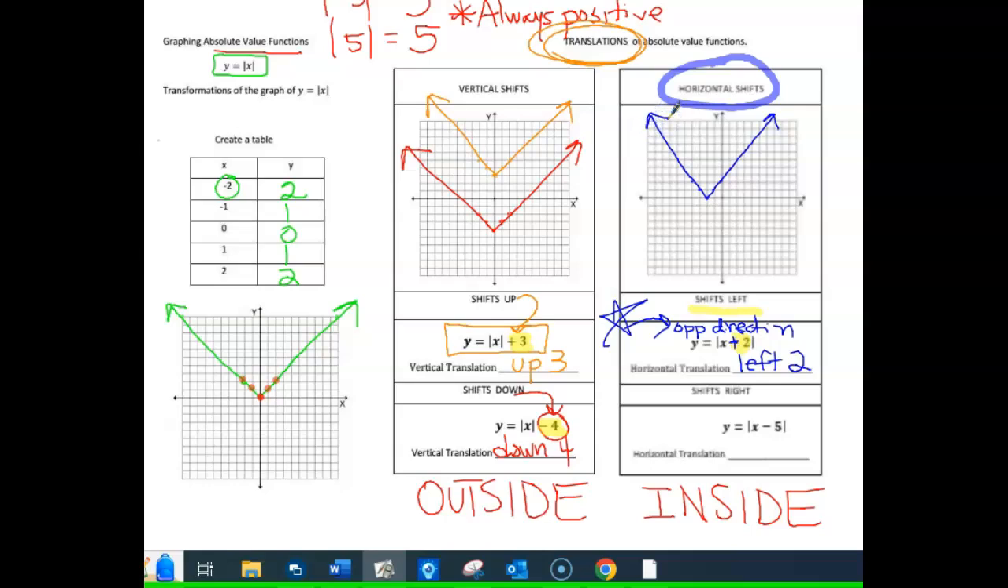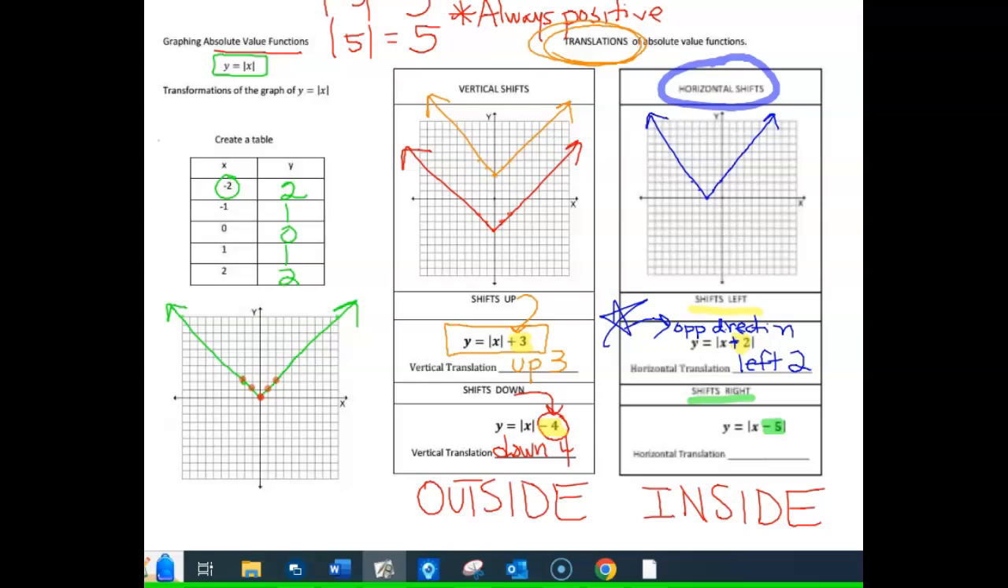Now let me emphasize that again. It's inside the absolute value sign. You have to go the opposite direction. So down below, when it says shifts to the right, inside the absolute value, it says -5.